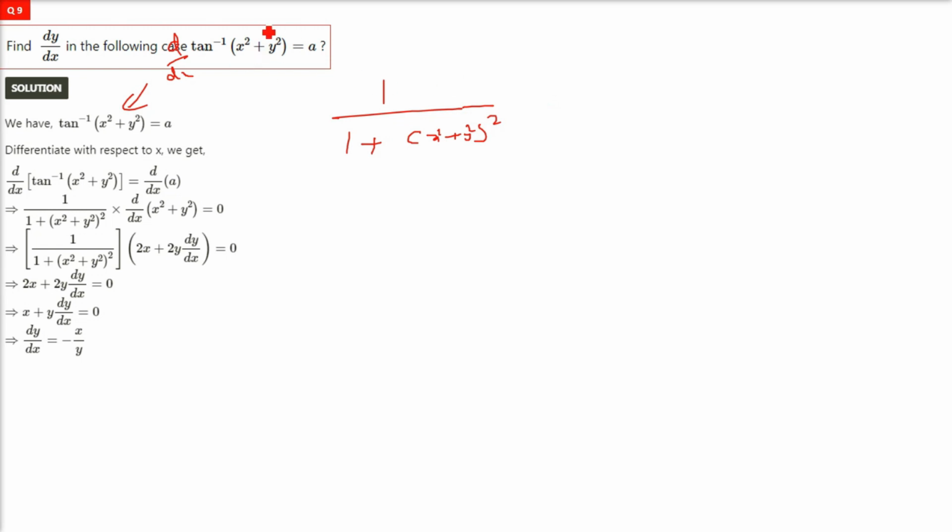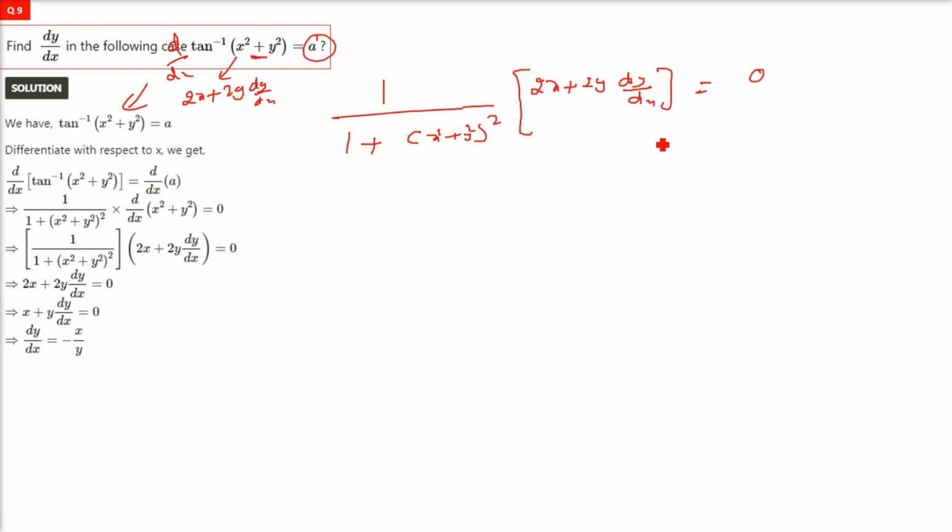Then we have to differentiate x square plus y square also, because we will be using the chain rule. We have to apply the chain rule. So x square is 2x, y square is 2y, and then dy by dx also for y. So 2x plus 2y dy by dx is equal to, a is a constant, so it will be 0.